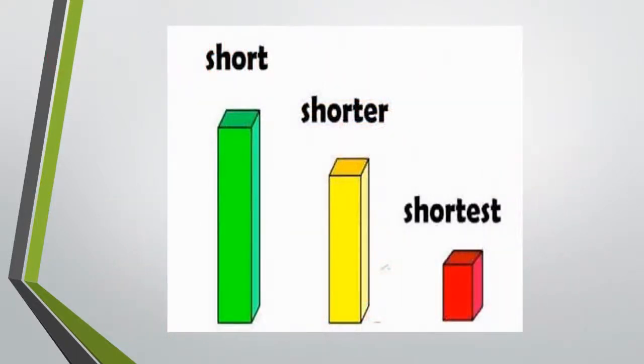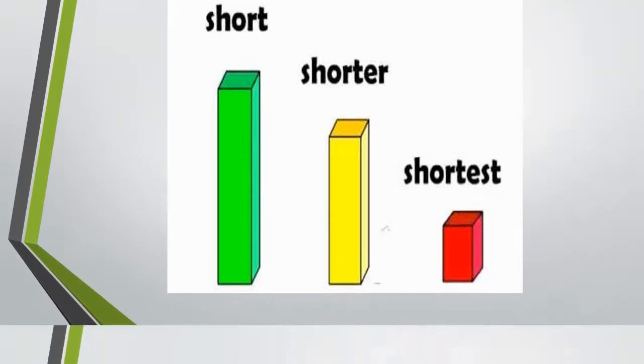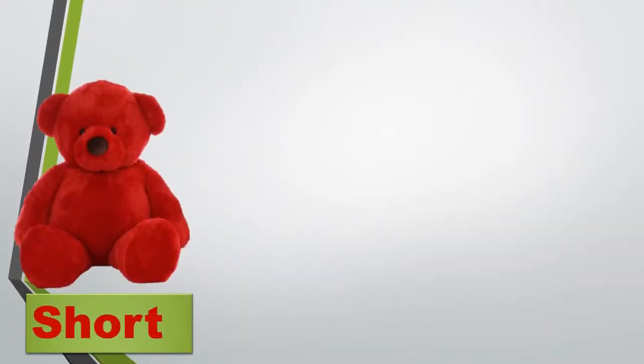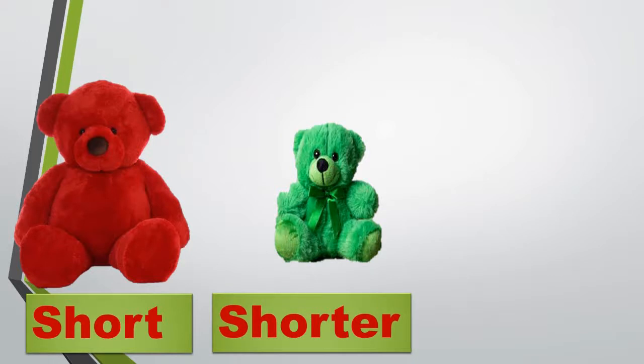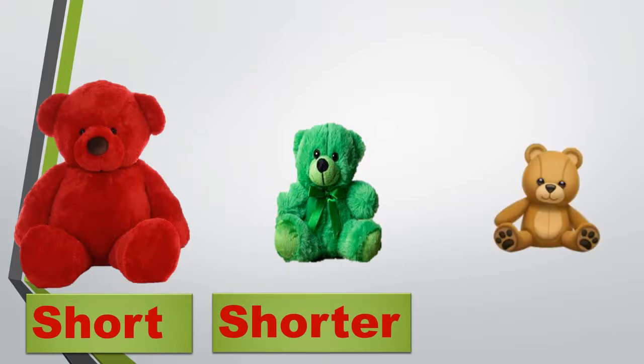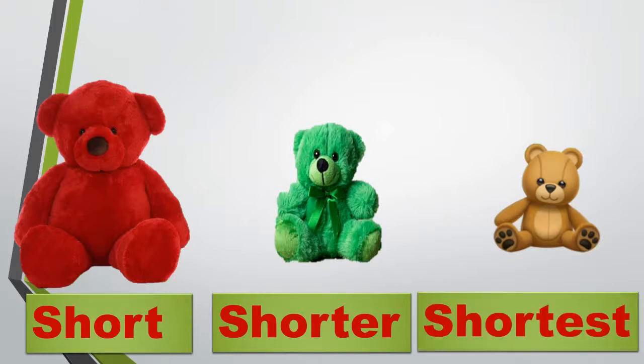Now student, we will learn short, shorter and shortest. We will compare it on the basis of height. I have a red bear. I have another green bear. Now green bear is shorter than red bear. I have another brown bear. Now brown bear is shorter than green bear and red bear. It means brown bear is shortest among all the bears.